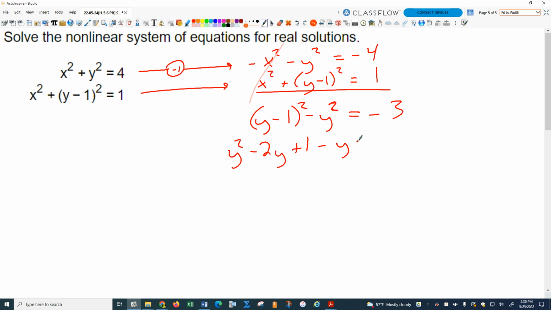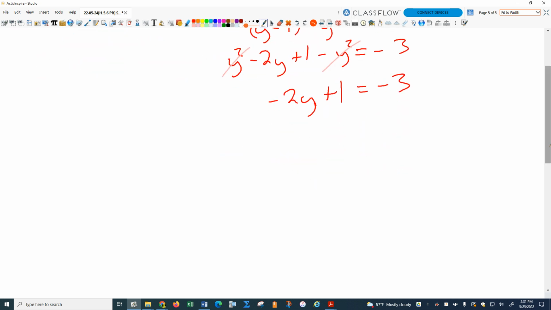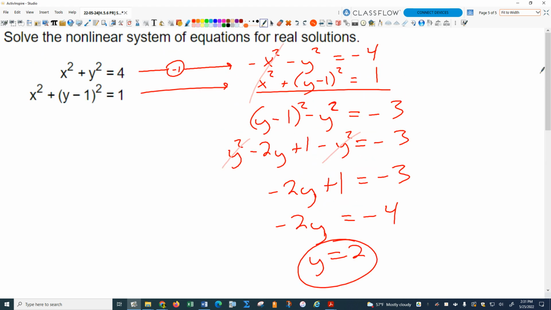Okay, equals negative 3. Now look what happened there, something good. The y squareds, those y squareds canceled. Okay, good. We end up with a simple linear equation. Negative 2y plus 1 equals negative 3. Subtract 1 from each side. Negative 2y equals negative 4, so y equals 2. I could plug that into either equation. Let's pick the top one, how about?